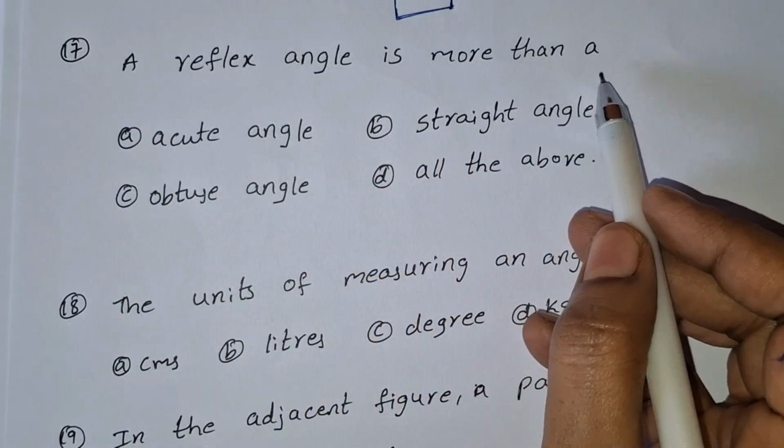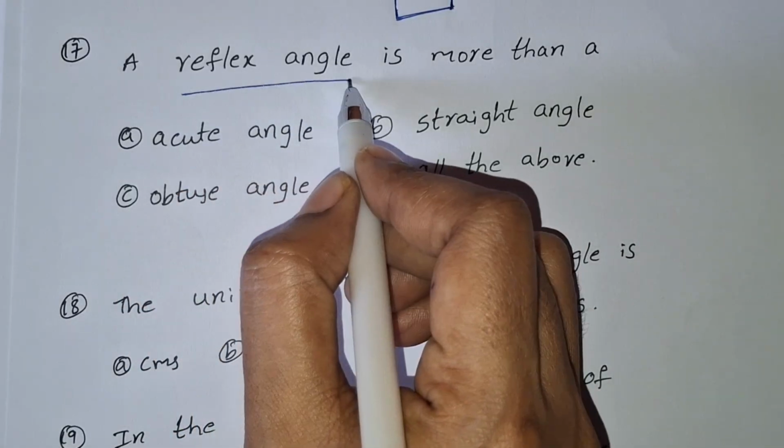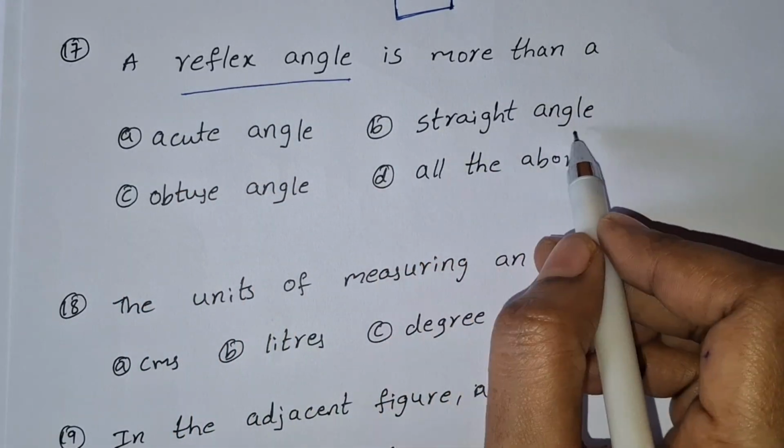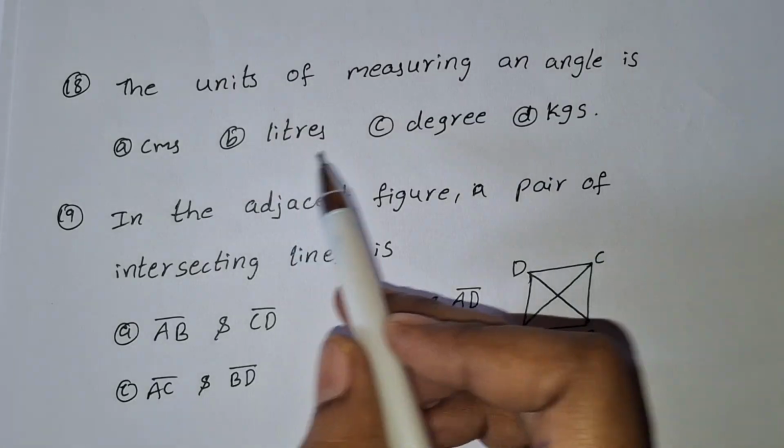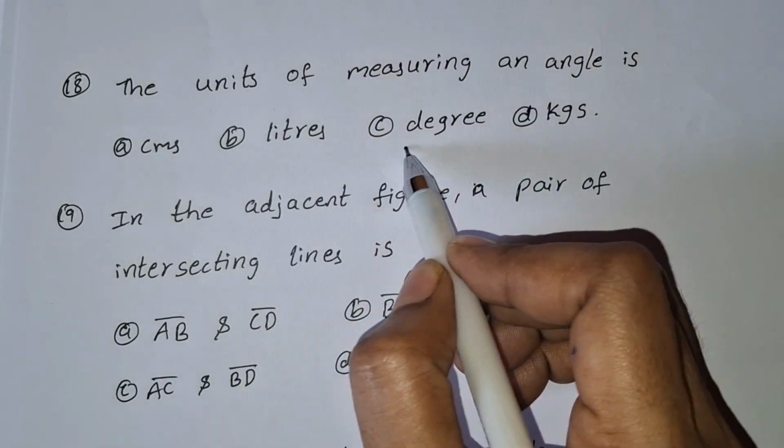A reflex angle is more than a. Reflex angle means more than 180 degrees. Straight angle is 180 degrees. So a reflex angle is more than a straight angle. The unit of measuring an angle is degree.